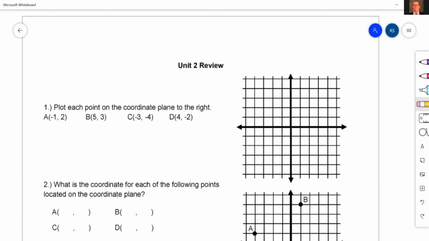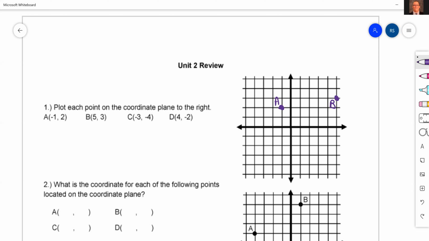Okay, number one asks us to plot each point on the coordinate plane. So A asks us to plot -1, 2. So I'll go to the left 1, up 2. There's A. B is at 5, 3. So I'll go right 5, 1, 2, 3, 4, 5, up 3. There's B.